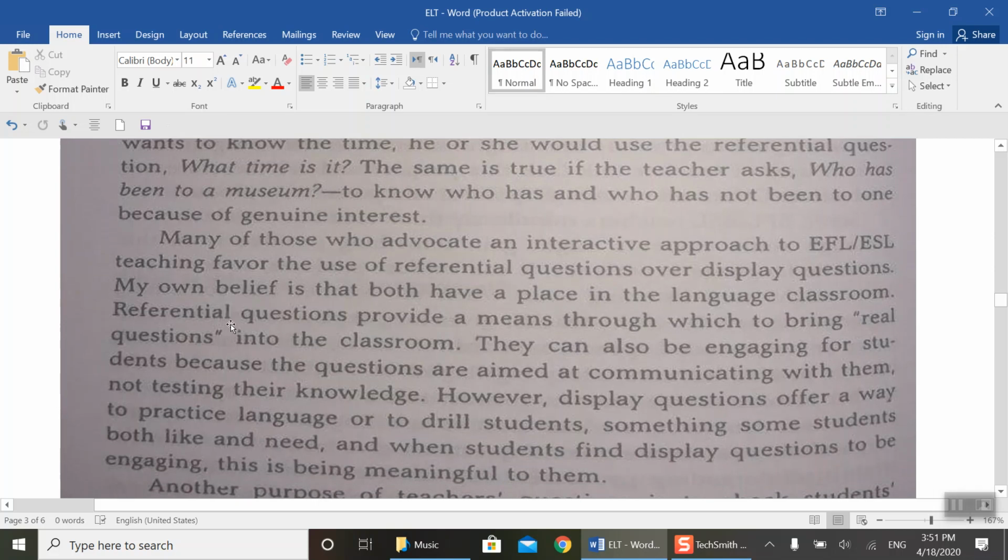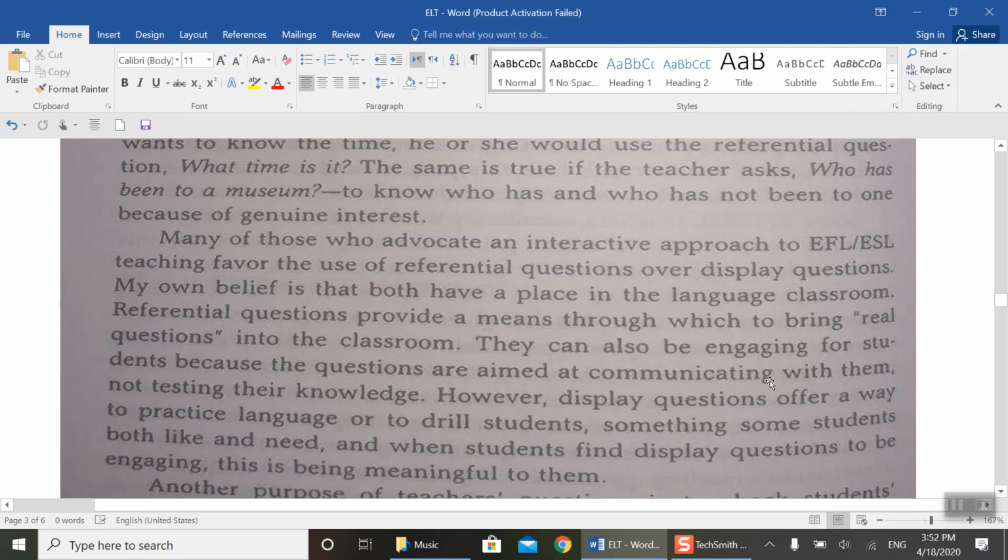What is the difference? Referential questions provide a means through which to bring real questions into the classroom. You see, this means bringing real questions into the classroom. It's easy. Real questions, for example, someone asks: have you been to Iran? Have you been to the United States? You want to know a real question, a real situation.